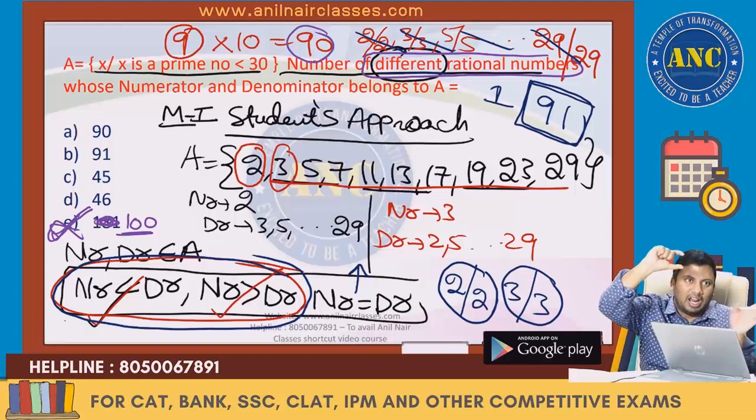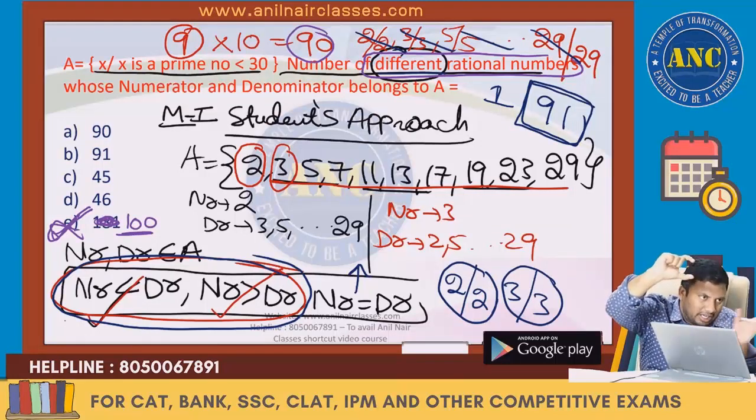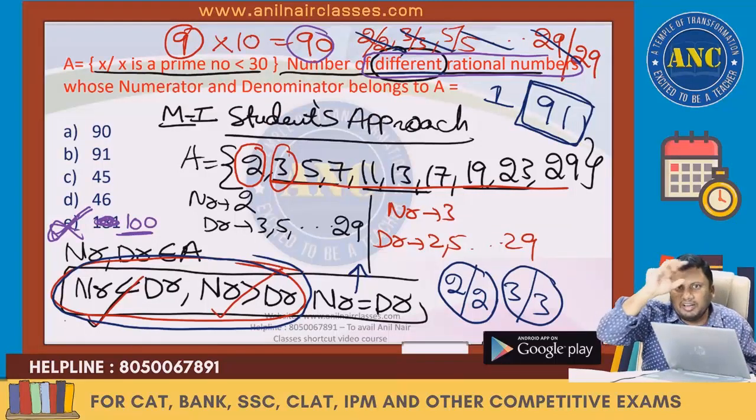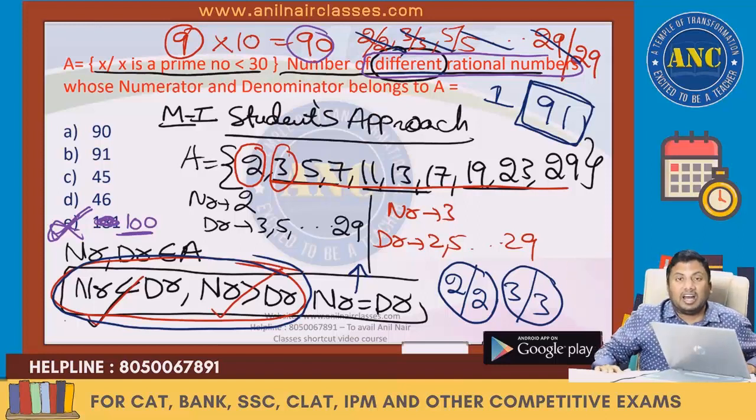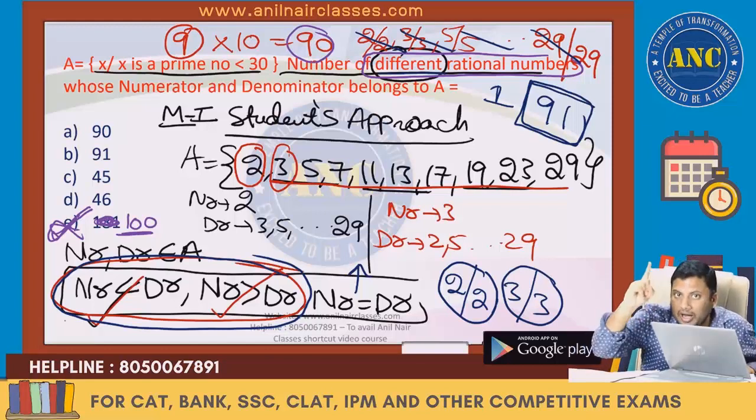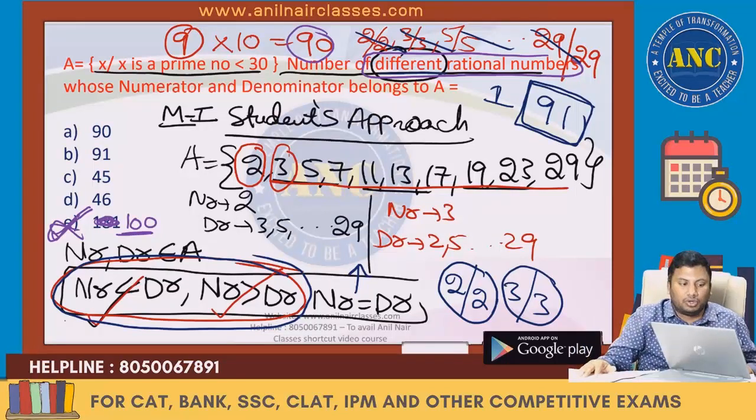Numerator 2, denominator the remaining 9 values. Numerator 3, denominator the remaining 9 values. Each and every value has 9. Like that there are 10 prime numbers, 10 into 9, 90. Plus one number where numerator equals denominator.